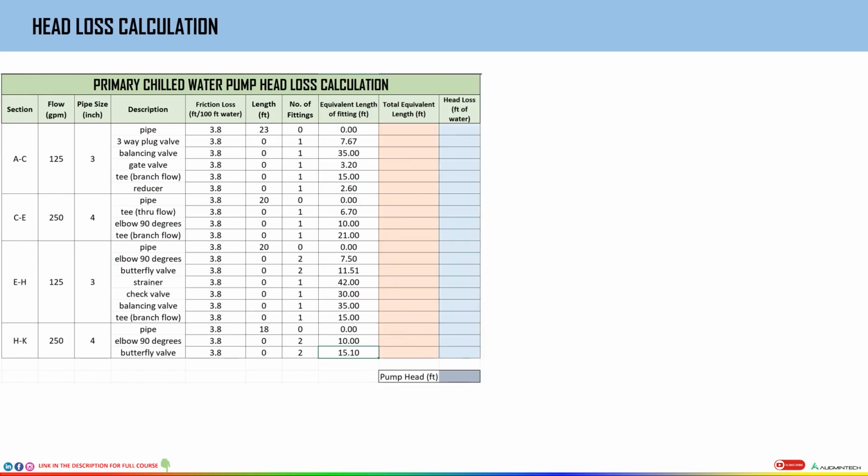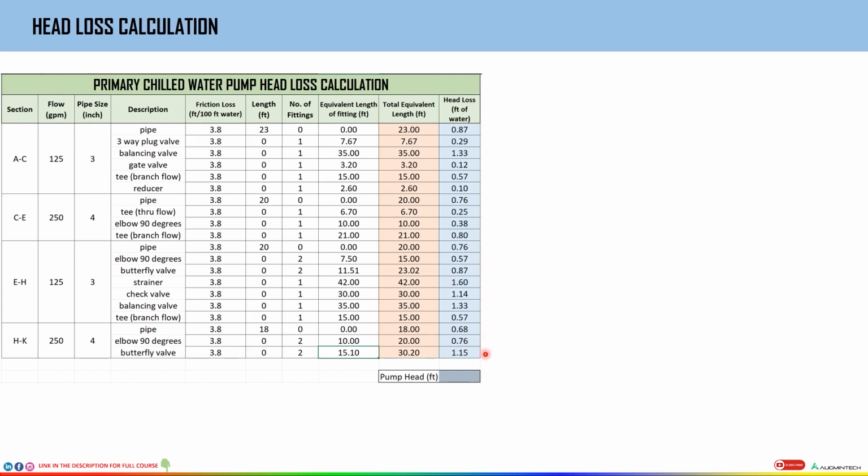Now, after all the values are substituted, the Excel sheet will automatically give the total equivalent length in feet. So once you feed all these values, this column will be automatically calculated. And so on, this column will also be automatically calculated. So once the summation of all these are done, the final value will also be calculated automatically by the Excel sheet, which comes out to be 14.91 in this case. So the head loss due to friction we found for the primary pump circuit is 14.91 feet of water column.